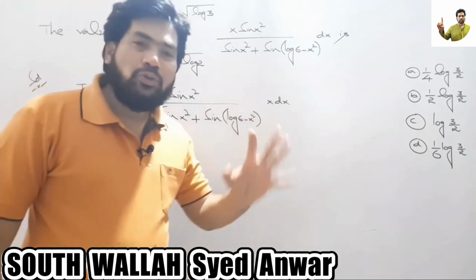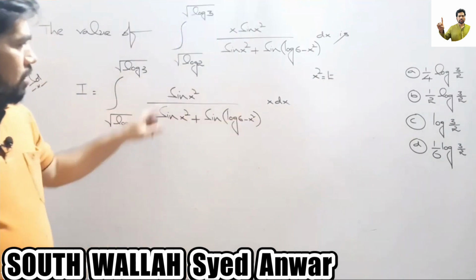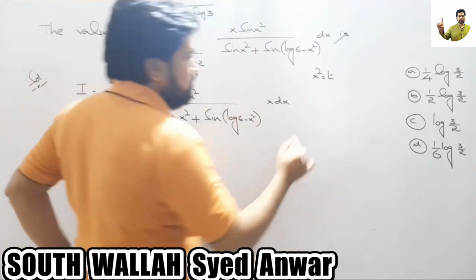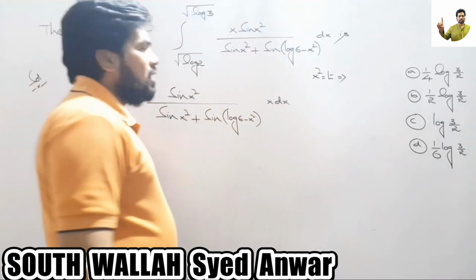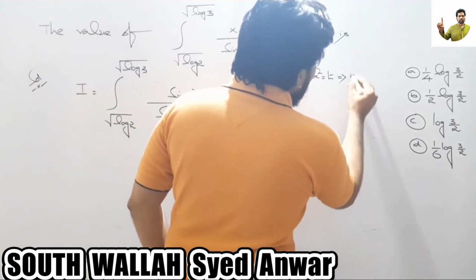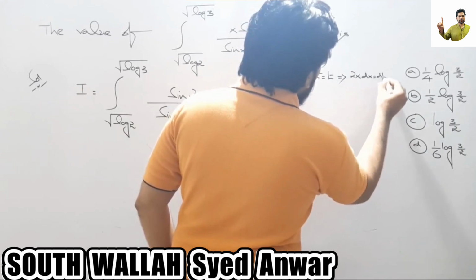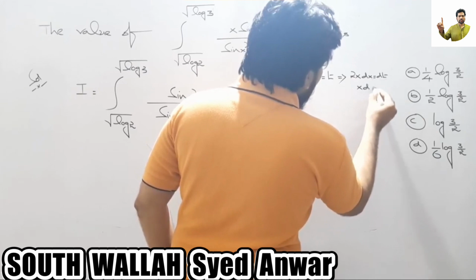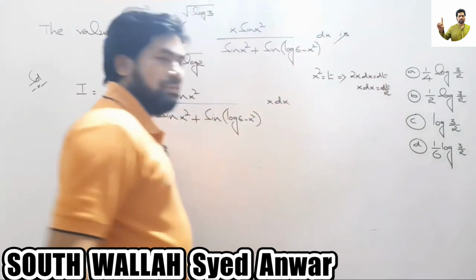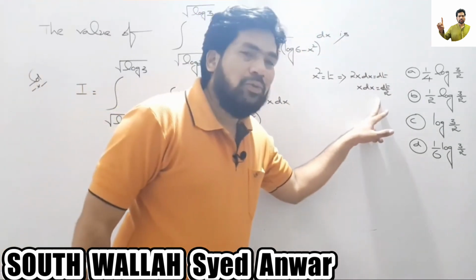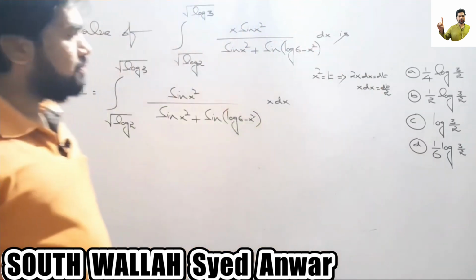Now here I would like to use a substitution. Put x square is equal to t. Then we will do the differentiation on both sides. X square derivative is 2x into dx, that is equal to dt on the right side. Then x dx value I can write directly as dt by 2, by skipping this step.